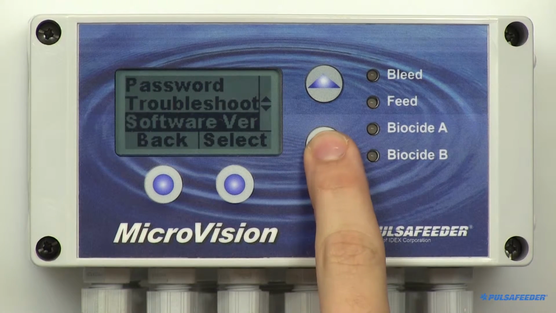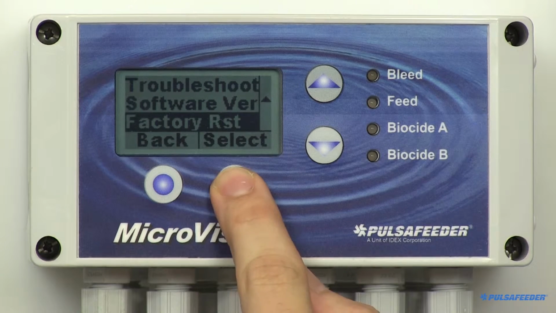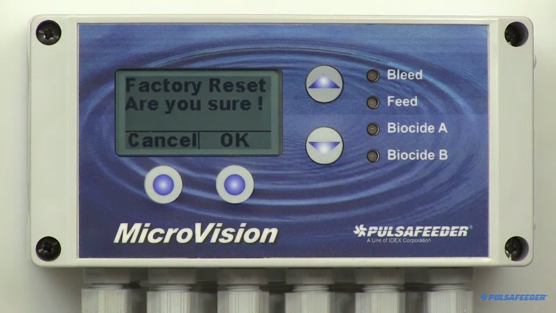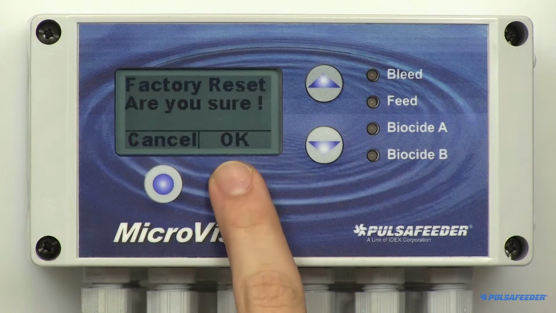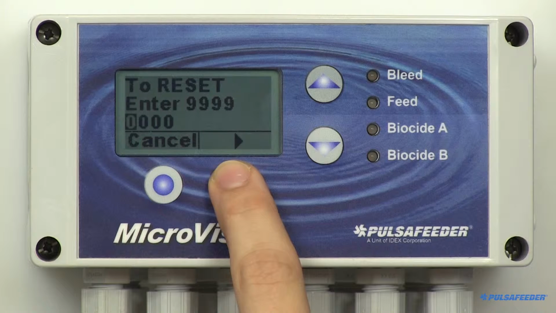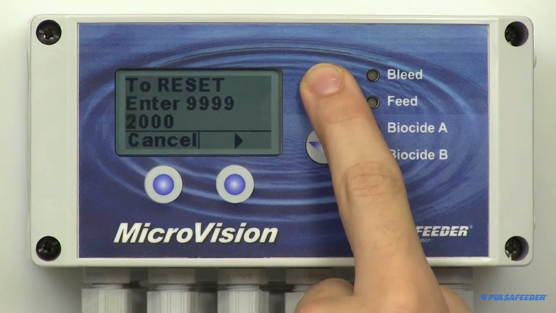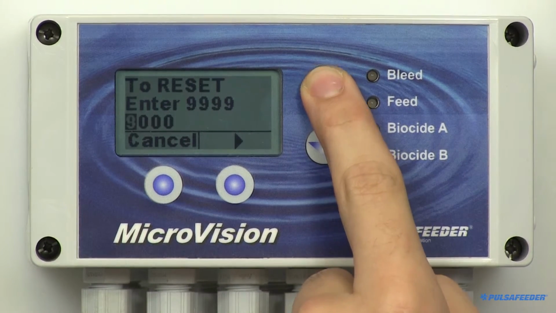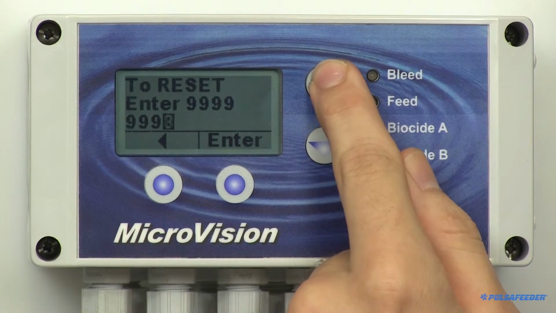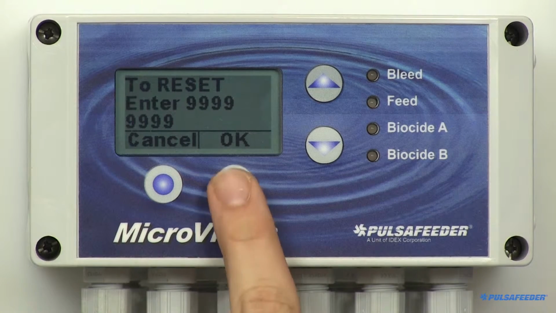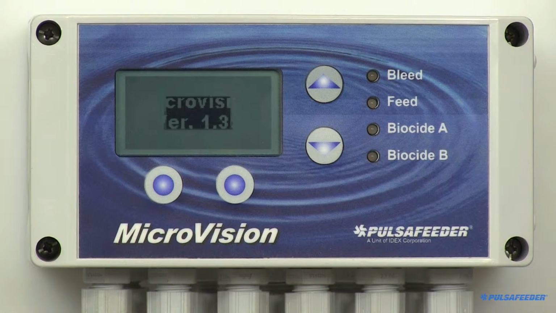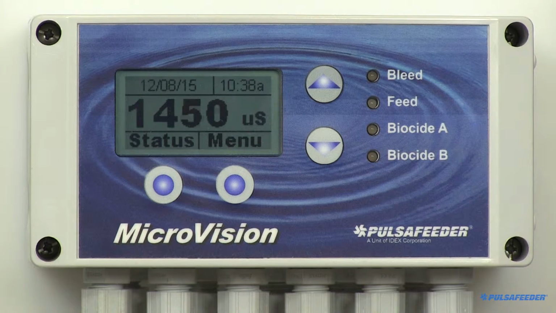The controller can be reset to the factory default values at any time. This can be done through the factory reset screen. Of course, be absolutely certain that this is your desire before performing a reset. The unit will prompt you for a decision whether to proceed or not. If yes, press OK, then enter 9999 using the buttons, then press enter and then OK. There is no way to retrieve previous parameters. The unit is now set to factory default values.